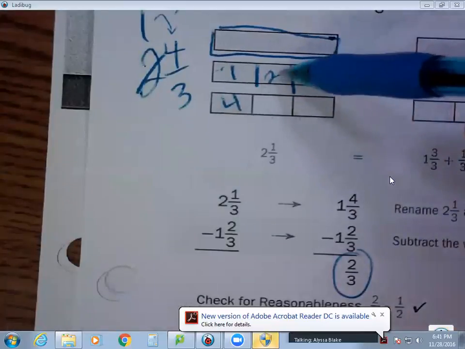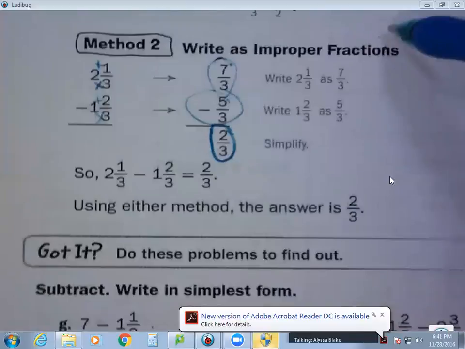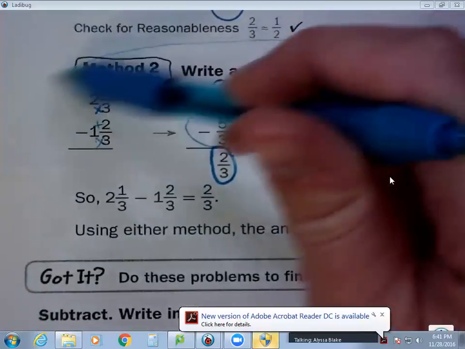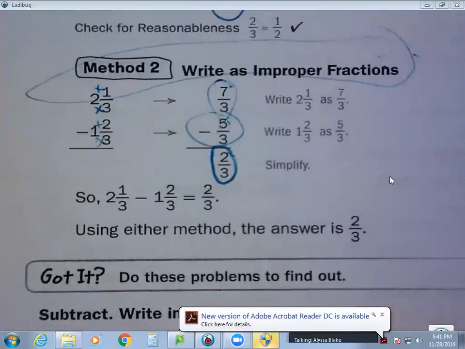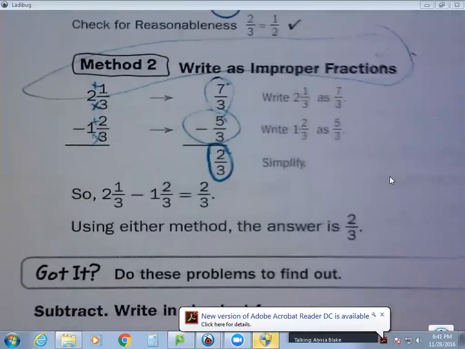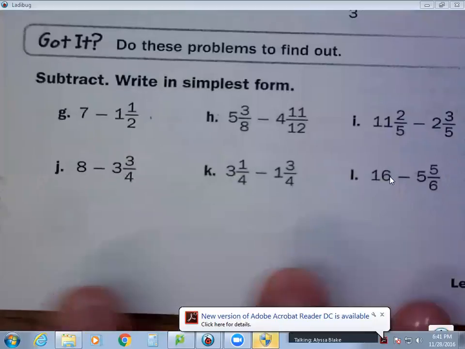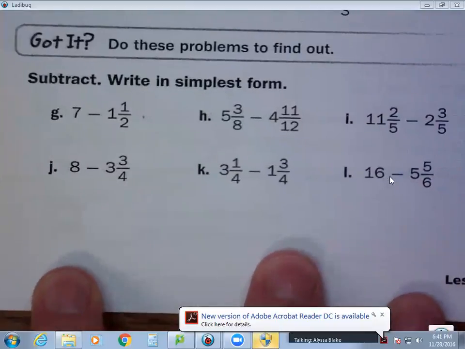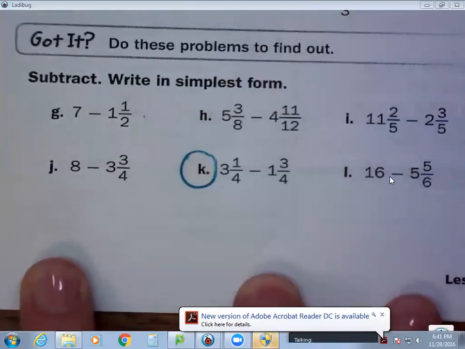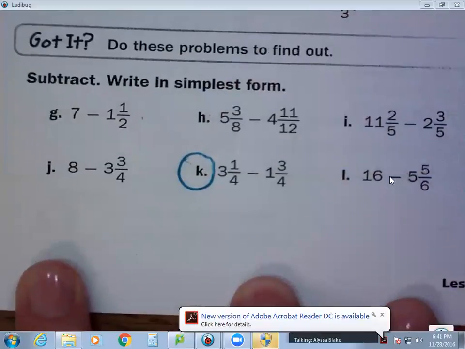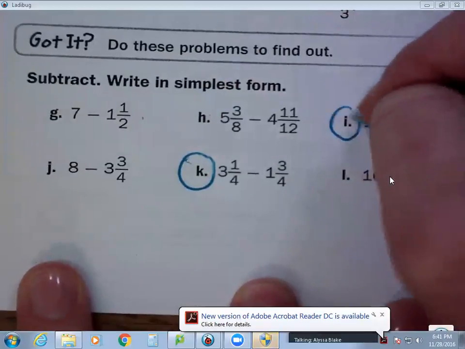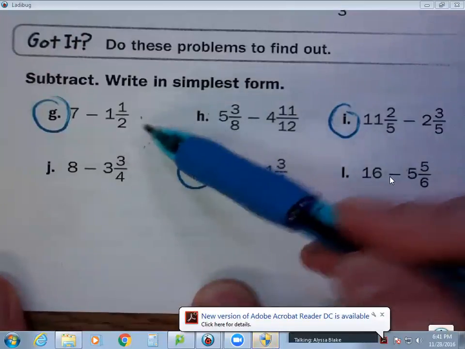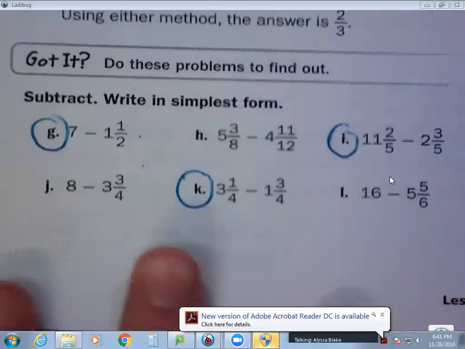So don't lock yourself into this unless that is what your brain sees. This is going to be probably 85% of us is going to just change them to improper fractions. It's pretty simple. Then if they don't have the same denominator, we'll change them. Okay? So let's do a couple of these. I would like you to do K. I would like you to do I, and I would like you to do G. Do G last because that's a little bit funky. Do K, I, and G. I'll give you some time.